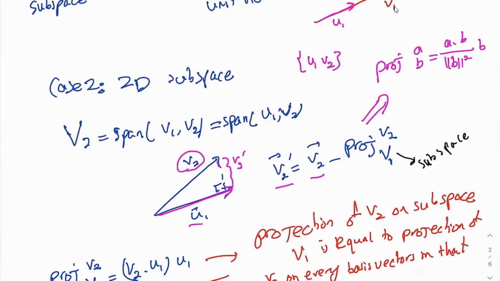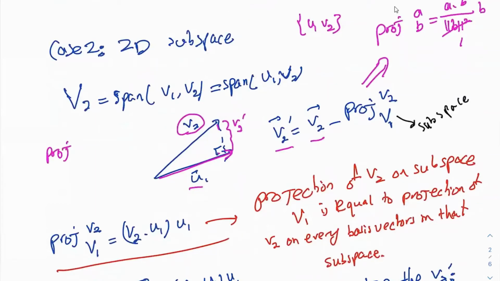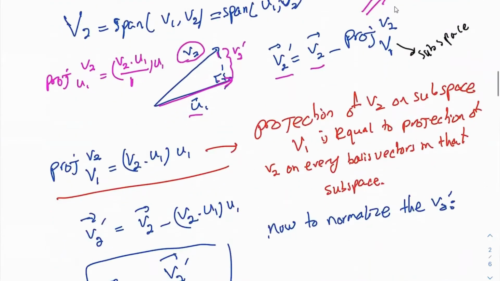But now remember, this U is a unit vector. We designed it in such a way that it has a unit norm. So the denominator is 1. Okay? So the projection of V2 on U1 is V2 dot U1 divided by 1, if you want to write that, times U1. Right? So this one. Therefore, this is going to be V2 prime.